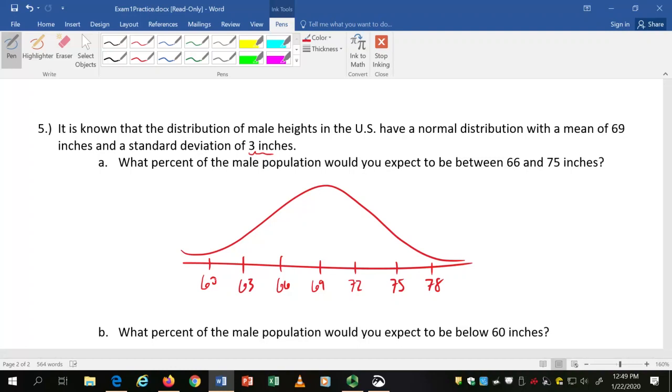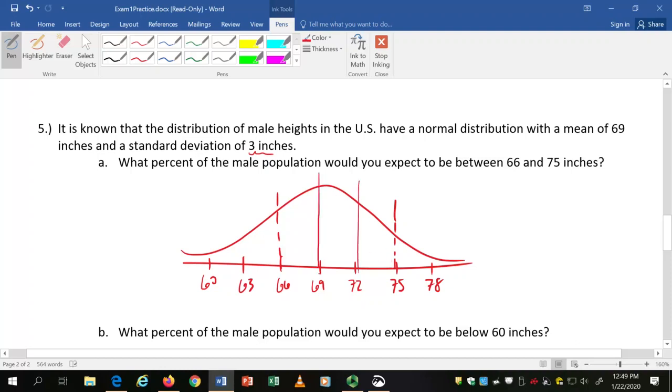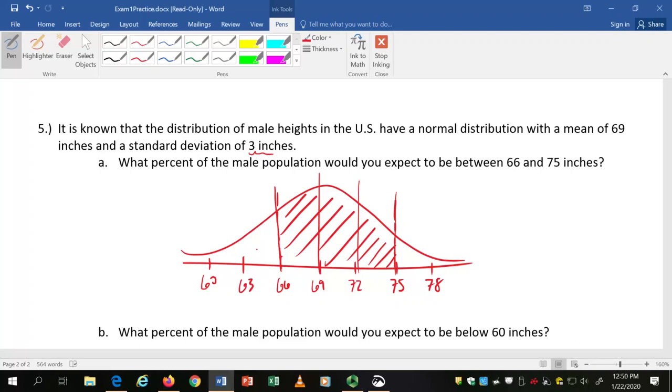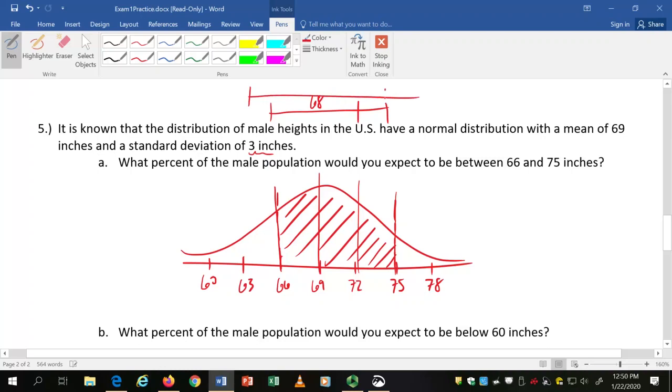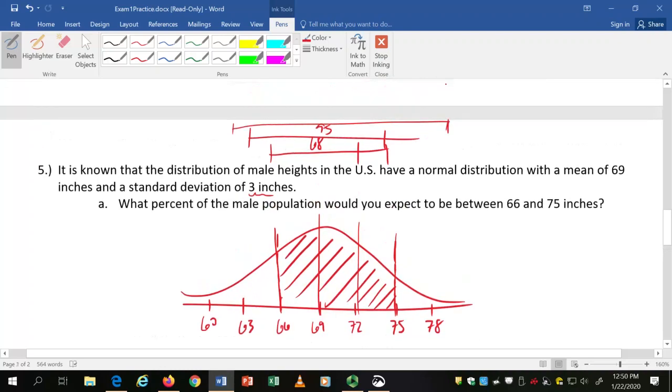The first one says, what percentage would be between 66 and 75? It makes up 3 chunks of the distribution. So it's all of this stuff. Now, what do we know already for sure? The rule is 68, 95, and 99.7. That's the rule.